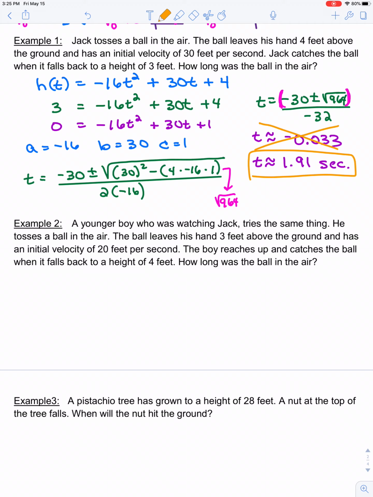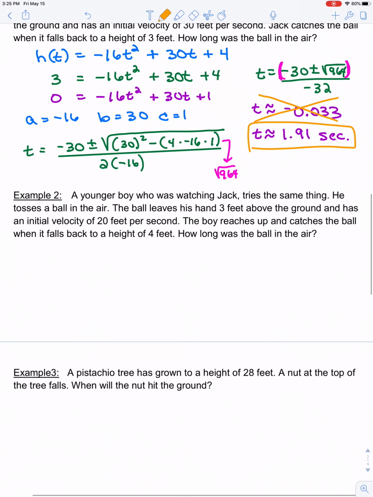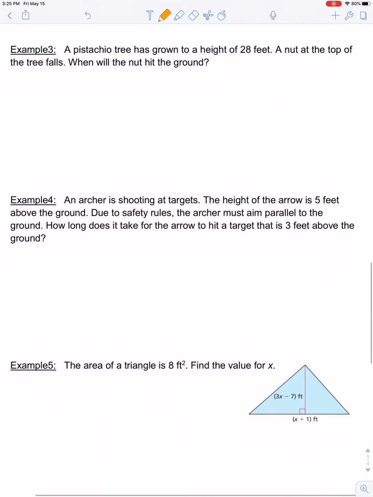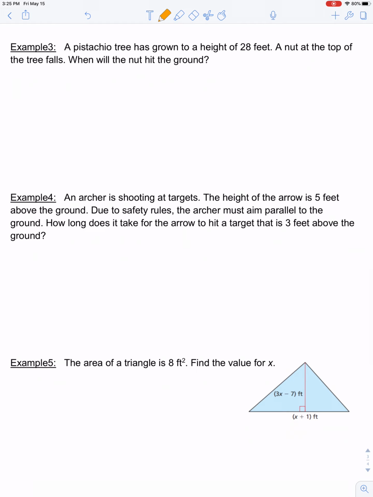Okay, example number 2 is a little tricky. You may try that on your own. I will show you example number 3. So we're going to scroll on up here. The pistachio tree has grown to a height of 28 feet. A nut at the top of the tree falls. When will the nut hit the ground?